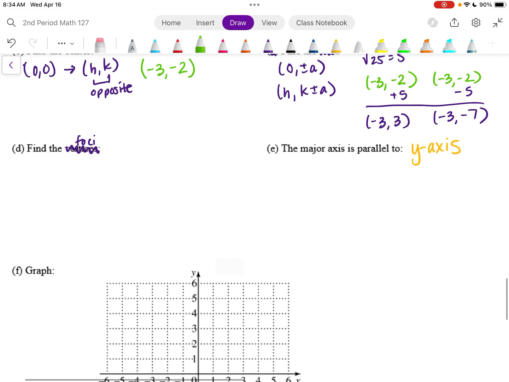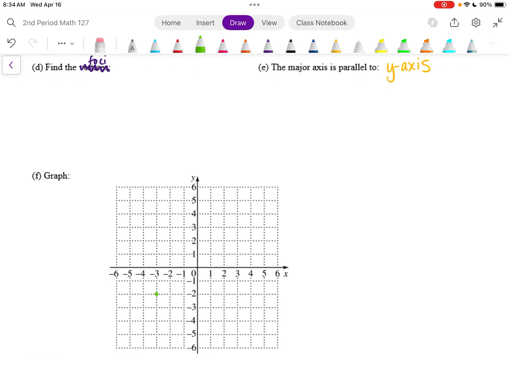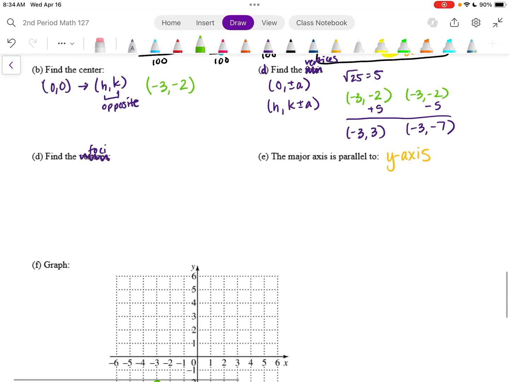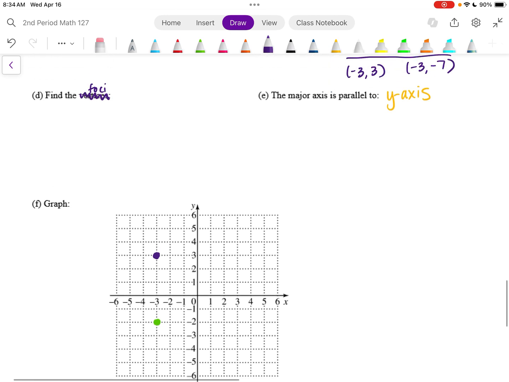So really quick for a minute, when I go down here to graph, first of all, my center is at -3, -2, and then my vertices are -3, 3 and -3, -7. So hopefully you can see that that's where that axis is going to go.